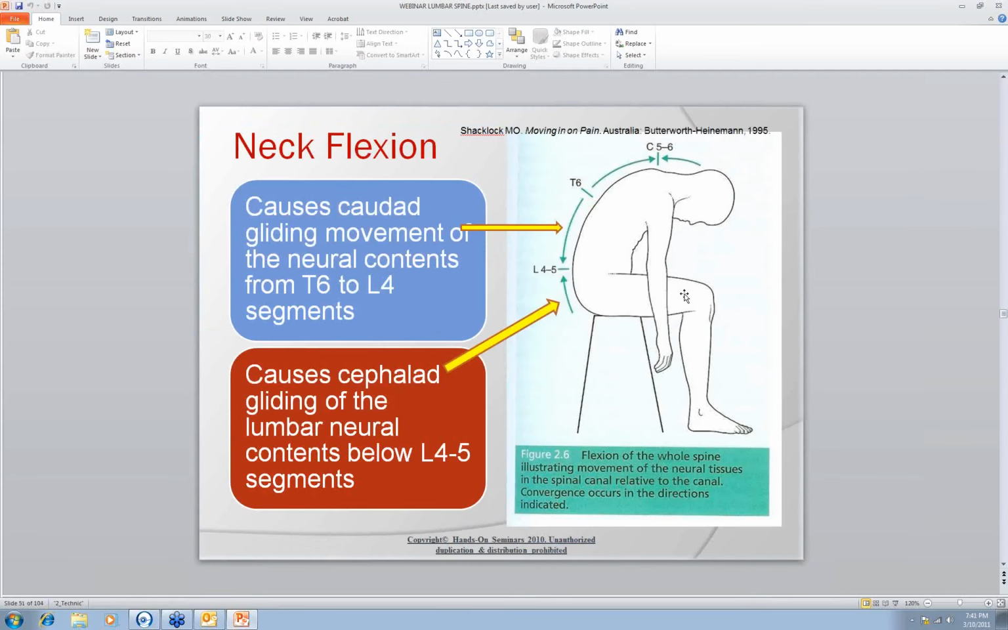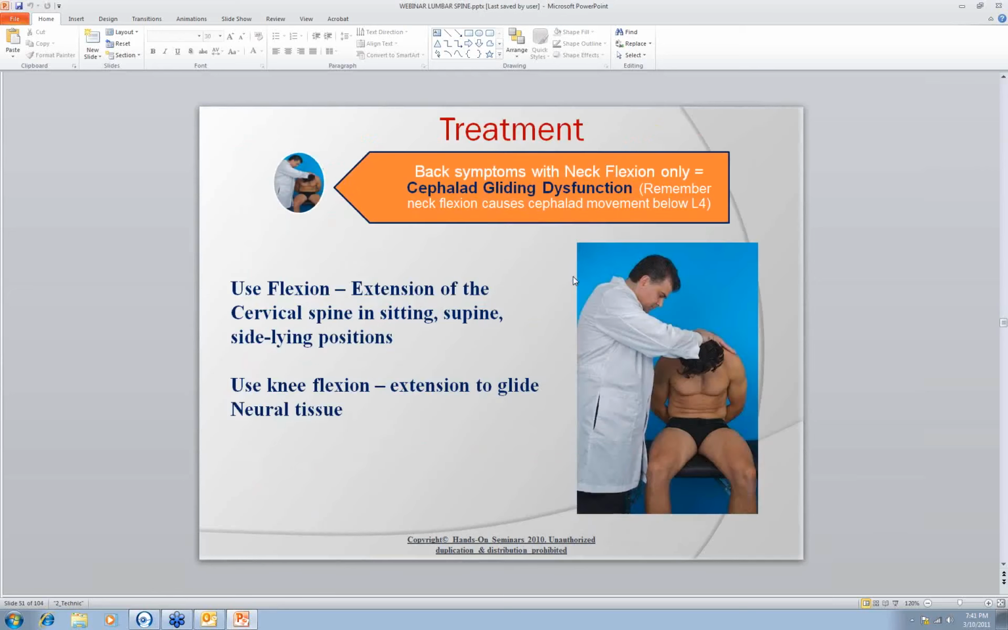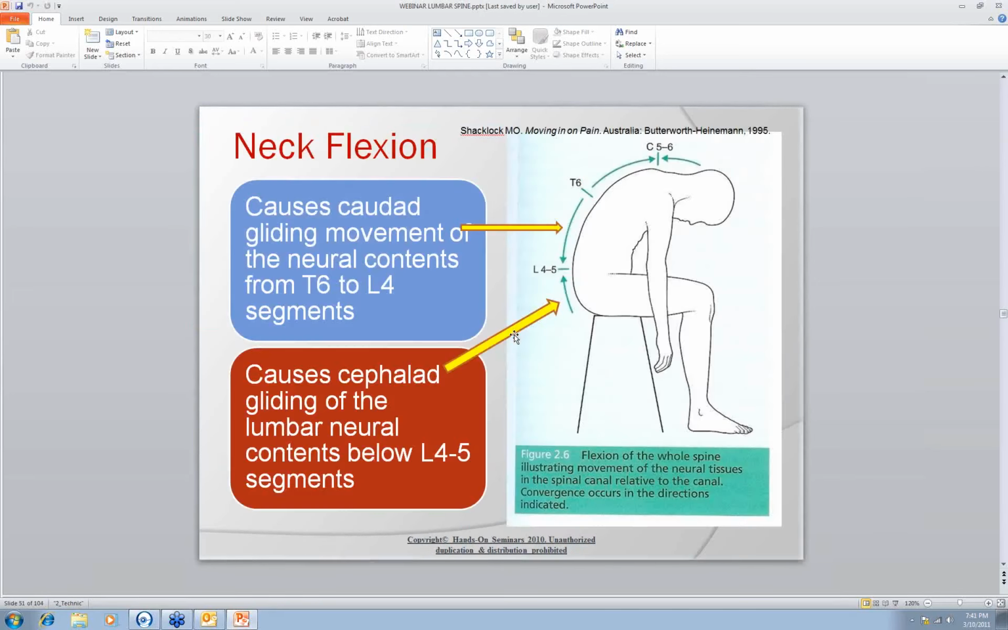So again, a little reminder: when we flex the spine, the segment between T6 to L4-L5 is supposed to glide downward, caudad, and the segment below L4-L5 is supposed to glide upward, cephalad. So, what will happen here?